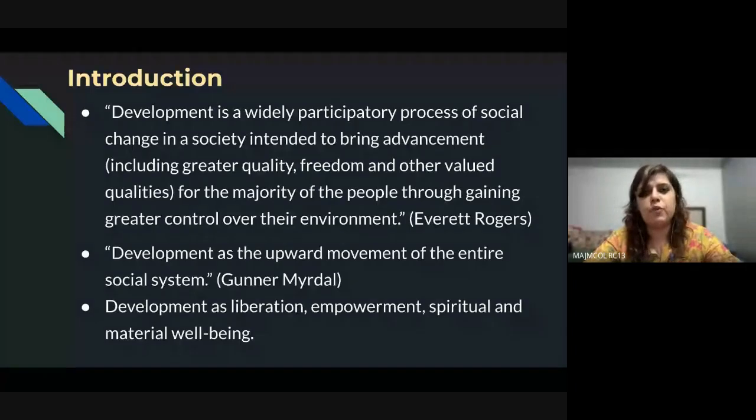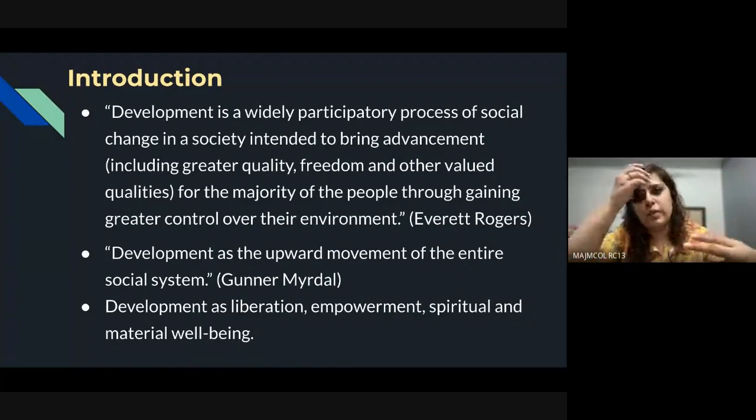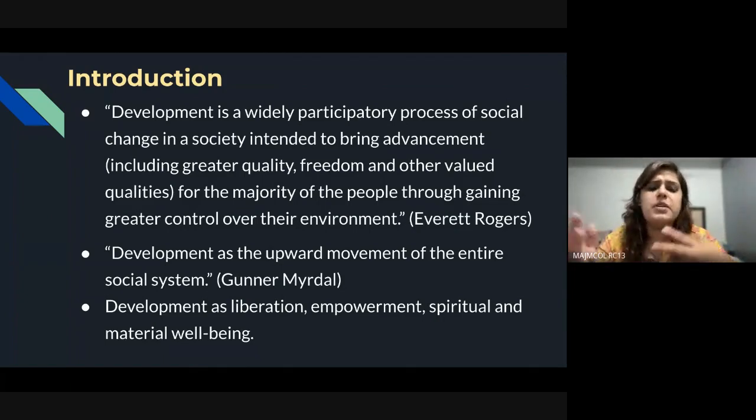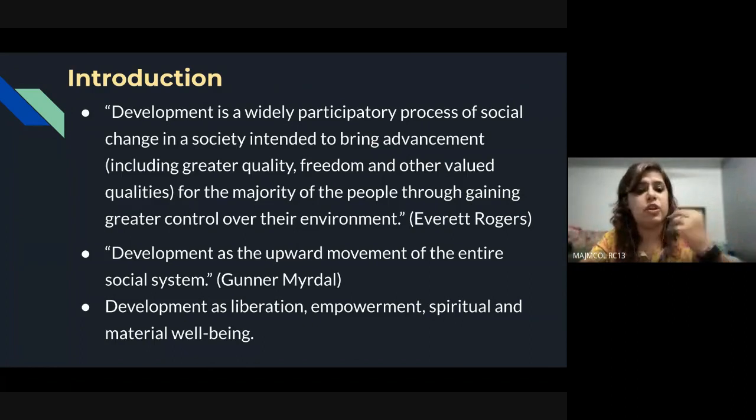Development is therefore an upward movement of the entire social system, wherein they rise from the grassroots and reach up to a level where they want to reach, whether it's resources, whether it's spiritual well-being, whether it's material well-being, whatever it may be. Development can be considered liberation, empowerment, and an upliftment of the spiritual and the material well-being.